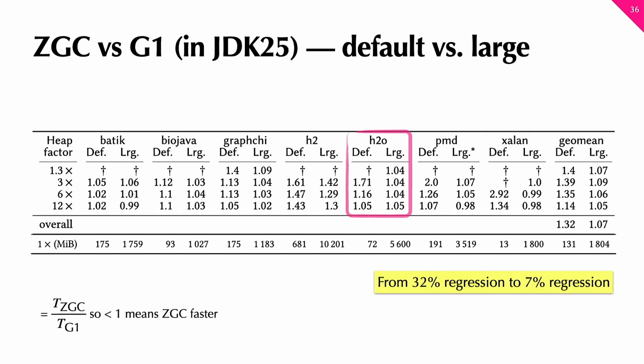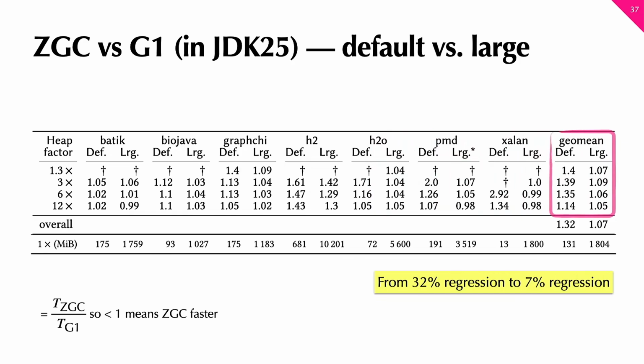Looking at H2O, right, there is a huge regression for ZGC on the 3x heap size, so it's 70% slower, right? But when we go to large, almost all of that is removed, right? So it turns into a 4% regression instead. And sort of similar for 6x, now given more memory, it still was running slower than G1, but in default versus large, we see a lot of that being changed or reversed, right? And on par, given enough memory in both default and large, right?